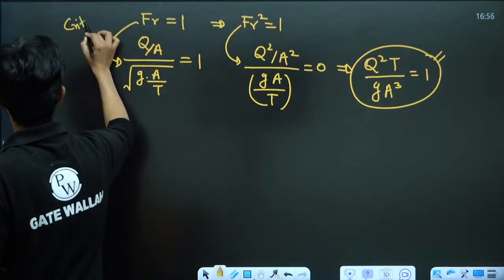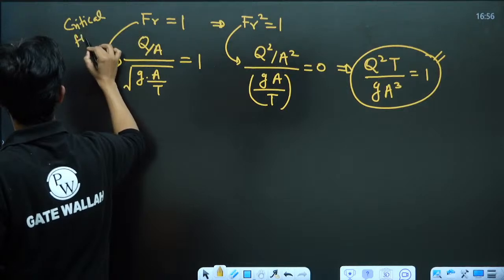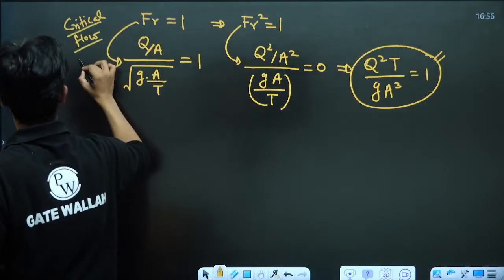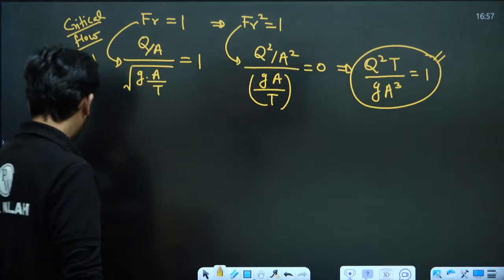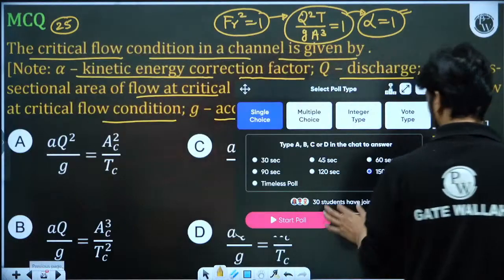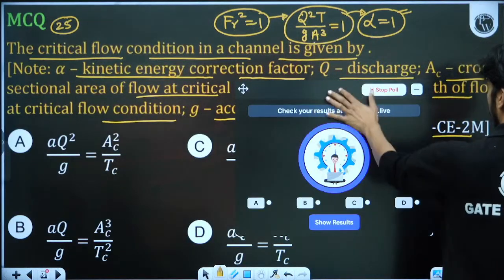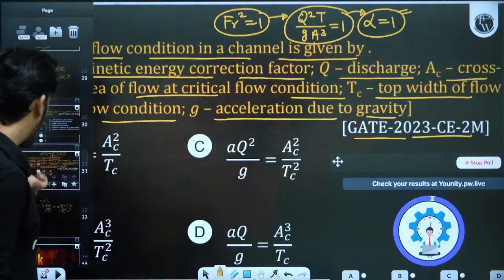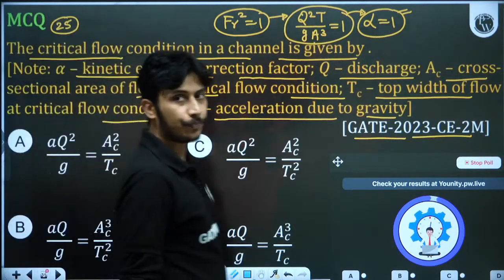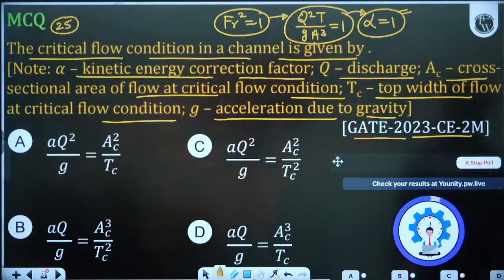But this is when alpha is 1. If alpha is not 1, we have to put alpha also in the equation. How we will put alpha in the equation is the question. So I'm creating the poll, again giving you 150 seconds. Give me the answer. This is the last question for today. I told you that I would solve 25 questions today, and this is the last one. So quickly give me the answer.